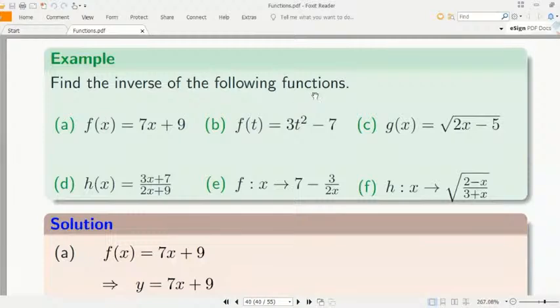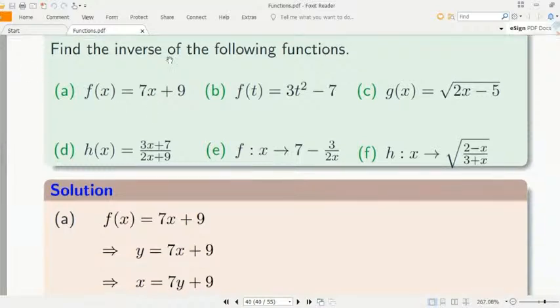Find the inverse of the following functions. The first function is this. First of all, we determine if it's one-to-one. That is, if you have two different inputs, will the outputs be different? Here, these are one-to-one. So let's proceed and find the inverse. Step 2 says that where there is f of x, write y.